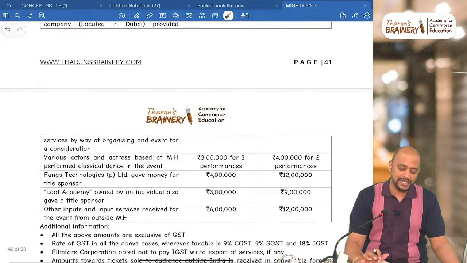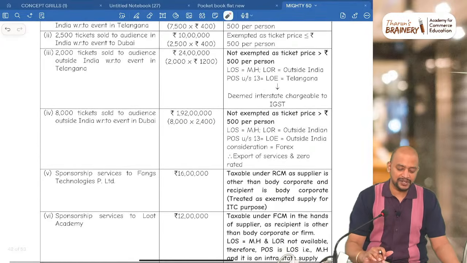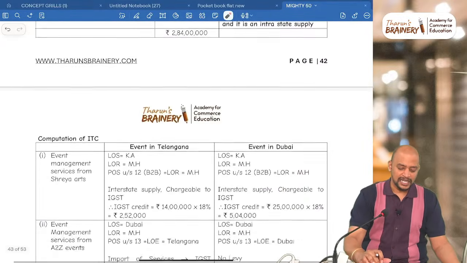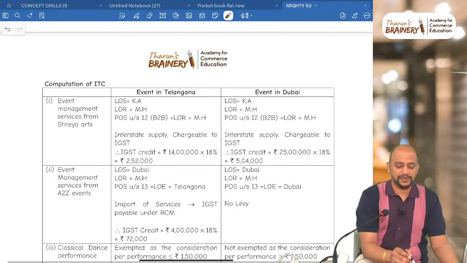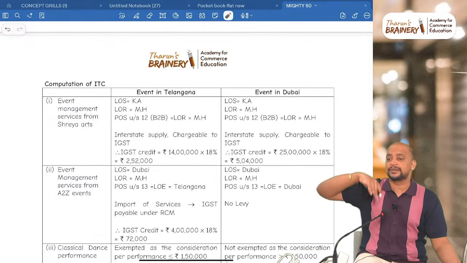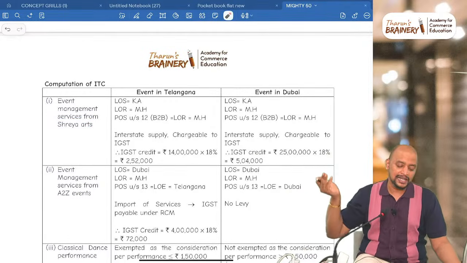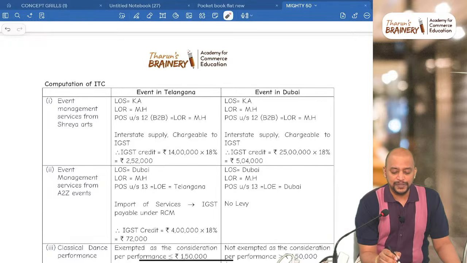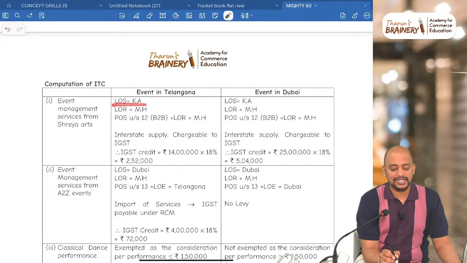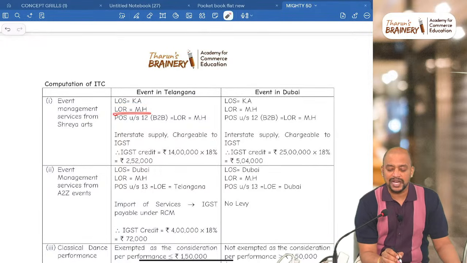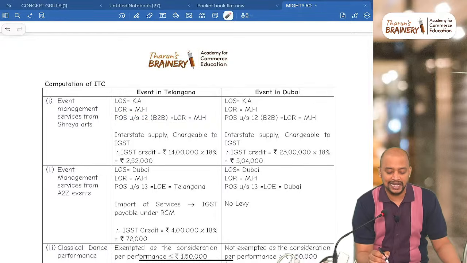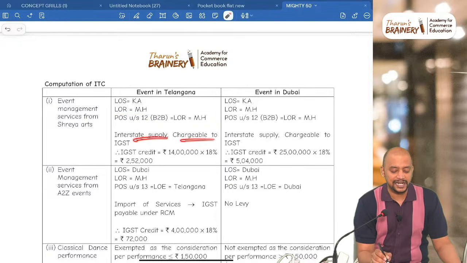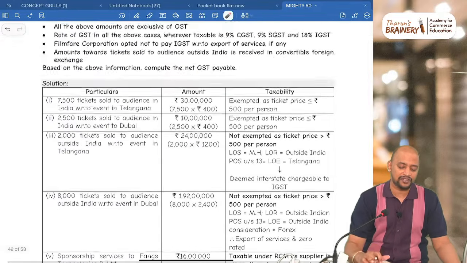And you need to see this. Event management services from Shreya's Arts, but that is their inward supply, not their outward supply. So with respect to event in Telangana, supplier is Karnataka, recipient is Maharashtra, place of supply is Maharashtra. It is interstate supply and chargeable to IGST. And can they take ITC? Very much yes. We don't have any restriction. So 14 lakhs into 18%, 2,52,000.